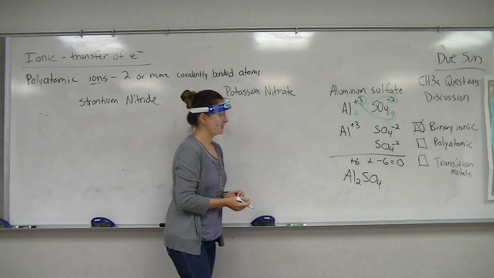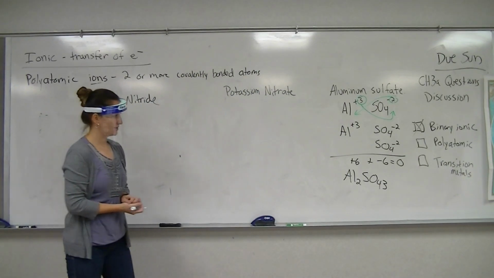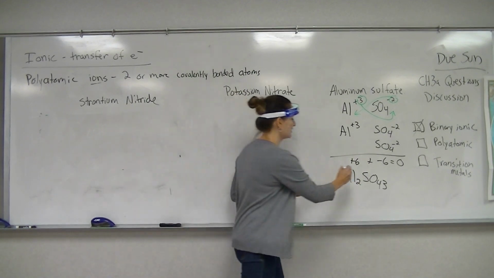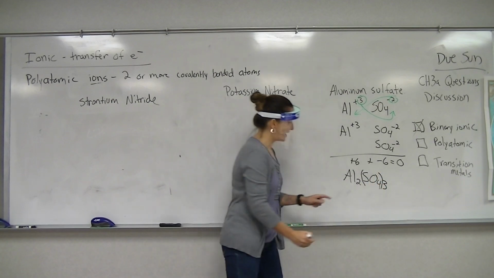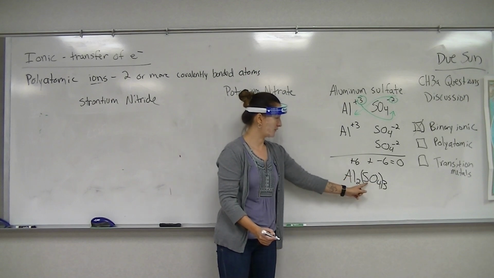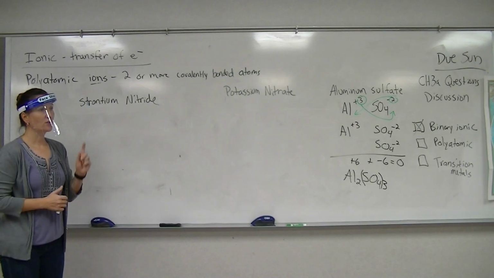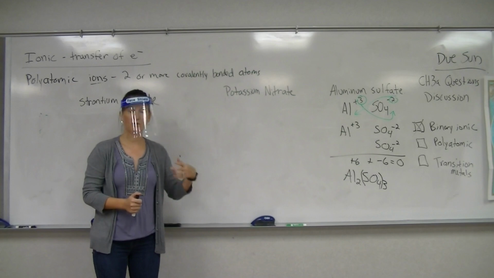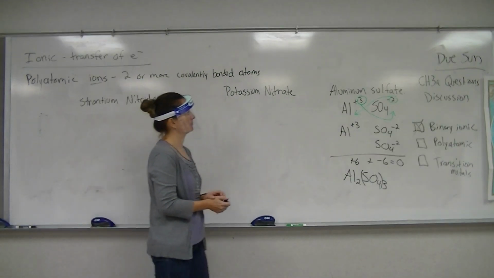Now, when you write that there's 3, don't just write it as SO43, because that tells me I have 43 oxygens and 1 sulfur. If there's more than one of a polyatomic, put parentheses around it. That way you're saying there's 3 SO4s, so there'd be 3 sulfurs and 12 oxygens. If there's only one of those ions, you don't need parentheses. If there's more than one, put parentheses.